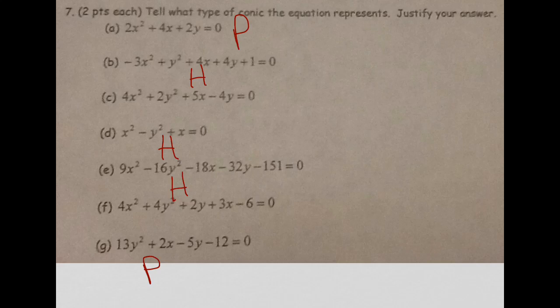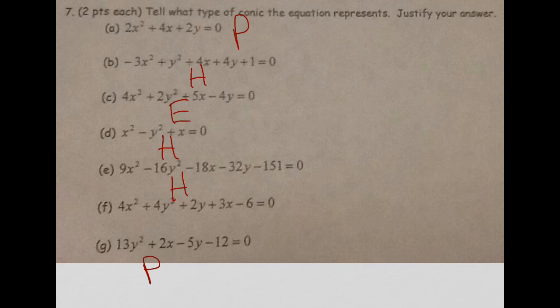Now, the last two, I'm going to do C first. The next one's actually a little bit tricky. I see C. See an x squared, a y squared, both positive, and they're different. So therefore, I know that this is going to be an ellipse.